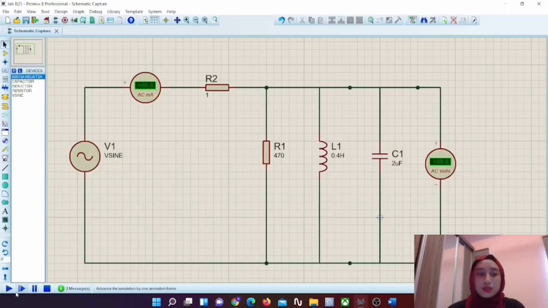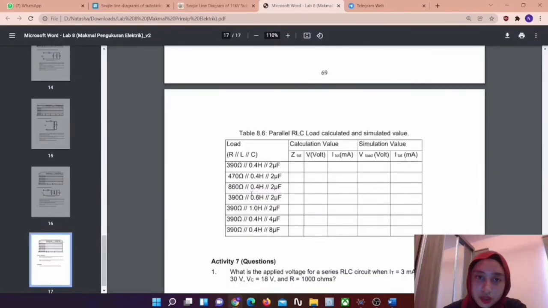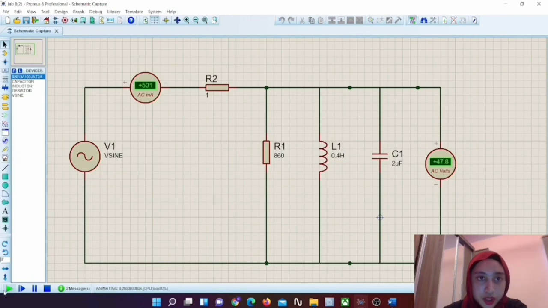We run the simulation and we got the current of 377 milliampere and the voltage is 49.8 volt. After that, for the third value we just need to change the value of the resistor, which is 860 ohm, and we run the simulation. We got the current of 366 milliampere and the voltage is 49.9 volt.